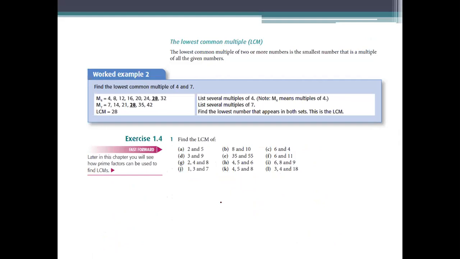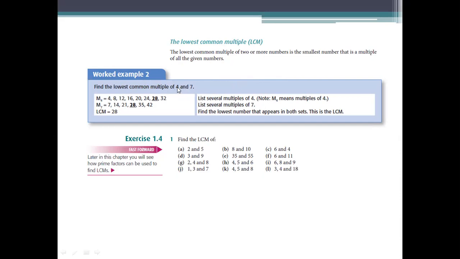Okay, the lowest common multiple. If you remember, we already learned it in 7th grade and 8th grade. We just need to review it now. So what does lowest common multiple, or LCM, mean? The lowest common multiple of two or more numbers is the smallest number that is a multiple of all the given numbers.